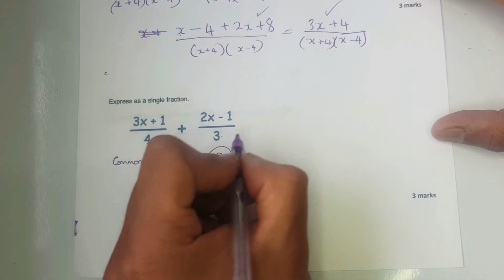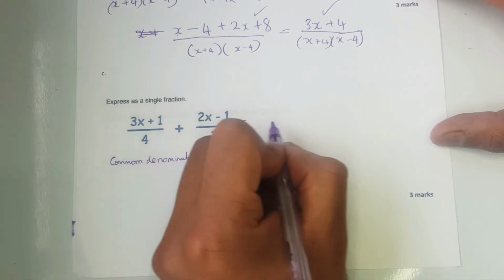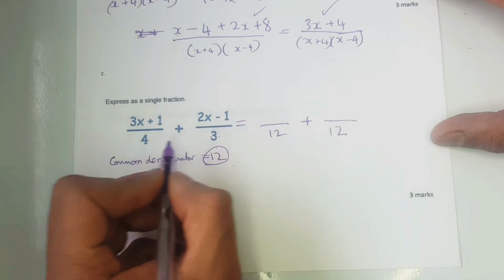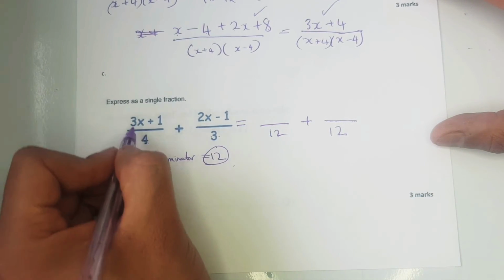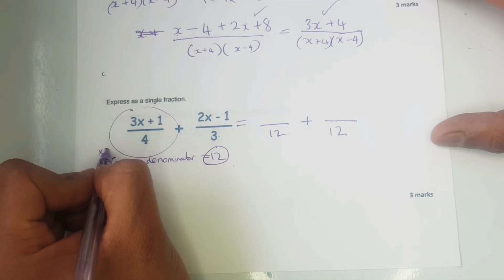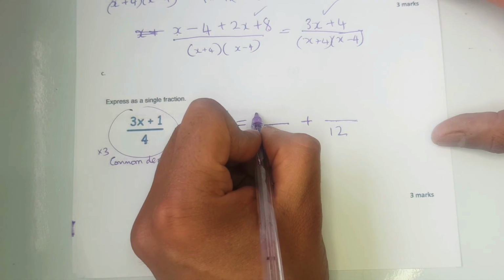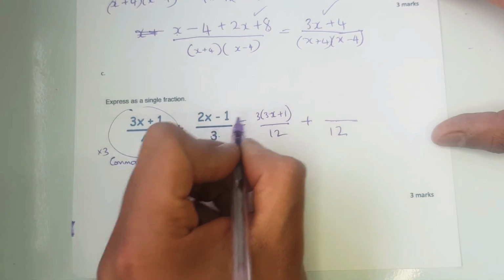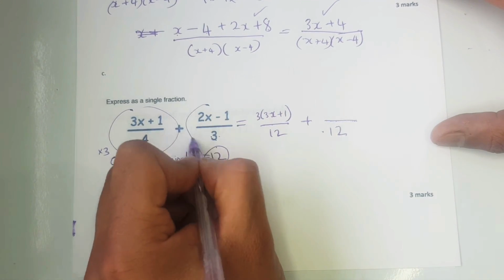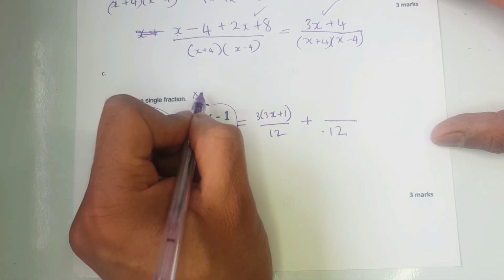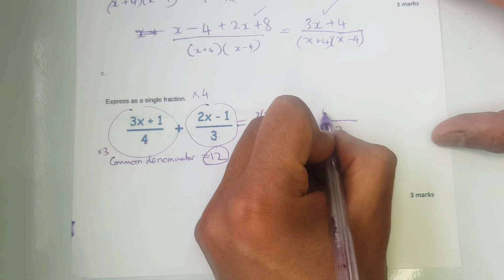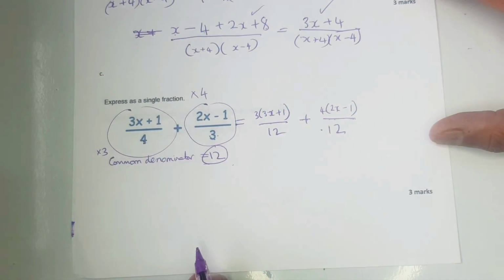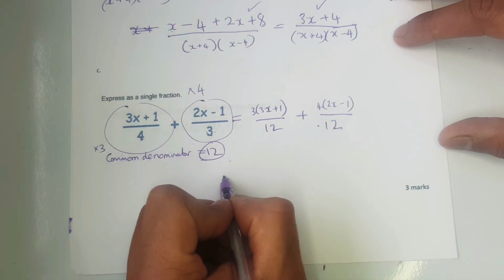So if I do it on this side, to make a common denominator of 12, I've times this equation by 3. So I'm going to times the top by 3. 3 times by 3x plus 1. To make this into a 12, I've times this equation by 4. So I'm going to times the top by 4. So that's step 1. Step 2, let's tidy it up.